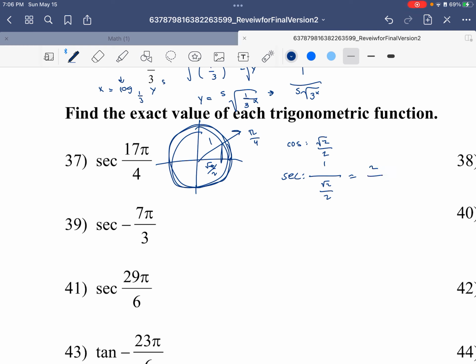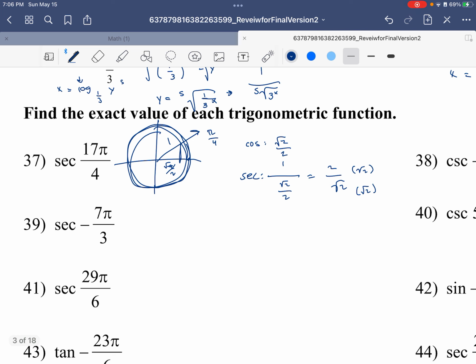2 over square root of 2. And we're going to rationalize it, because we don't want the radical, the square root, on the bottom. So we multiply it, and that gives us square root of 2 times square root of 2 over 2. The 2 cancels out, so we have square root of 2 left. So that was our answer for this one.